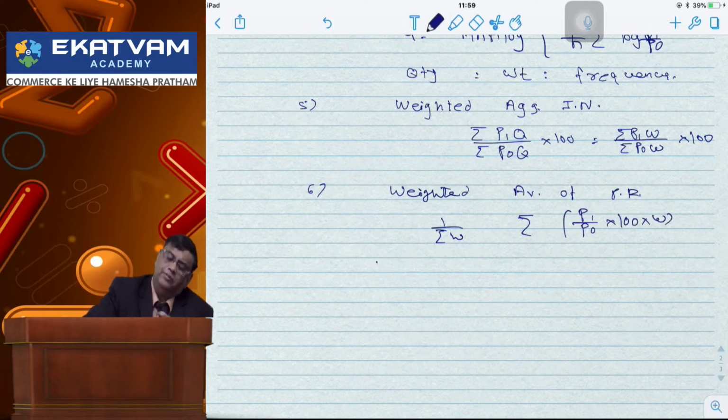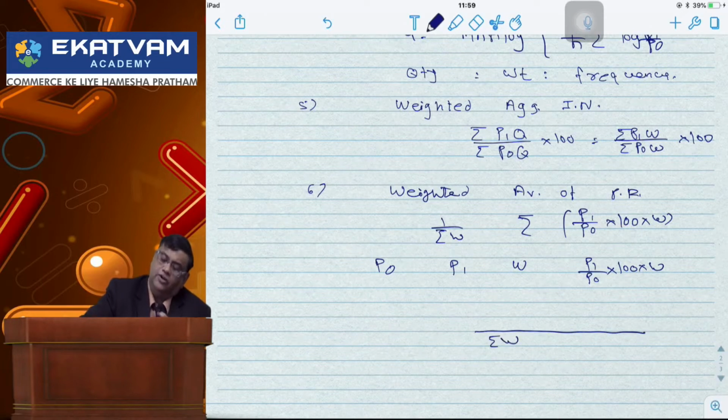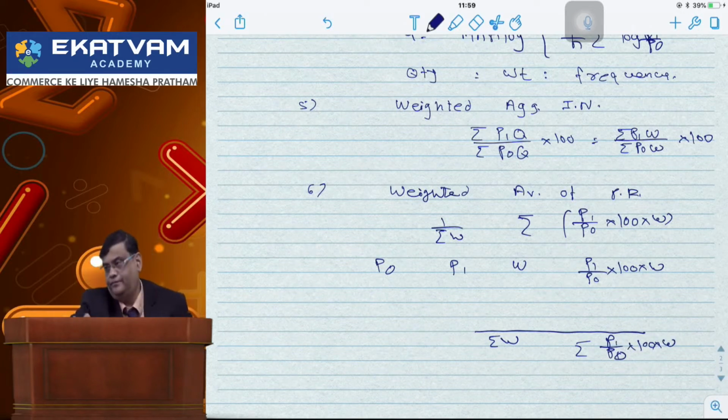So which columns will you prepare? Tell me. They will give you P0s, P1s, W's. We will make a column P1 upon P0 into 100 into W. And then we take the totals of these. This total will be summation W. And this total will be summation P1 upon P0 into 100 into W. Clear?